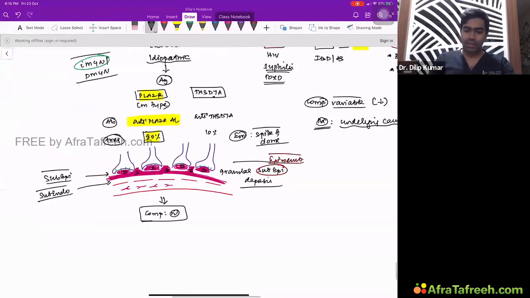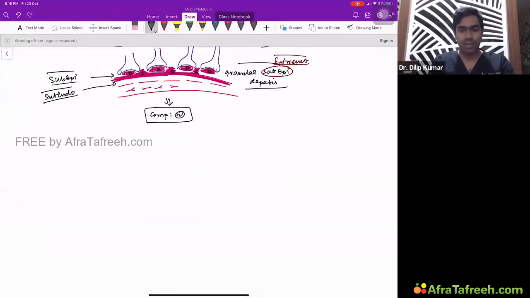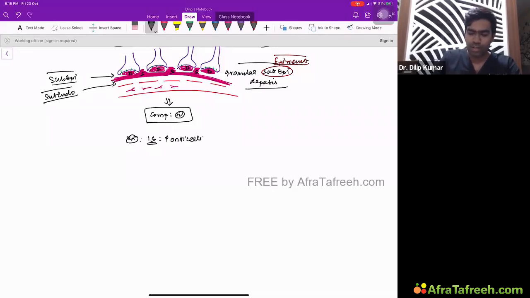As far as the idiopathic MGN is concerned, the treatment is typically immunosuppression. And immunosuppression, what we typically follow is the Ponticelli protocol. That's what we follow. It's called the Ponticelli protocol. There is a separate protocol given by Ponticelli.